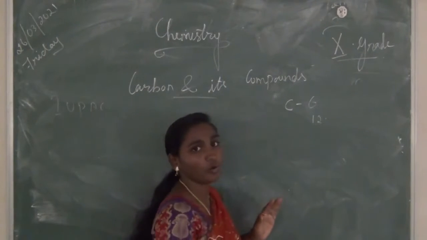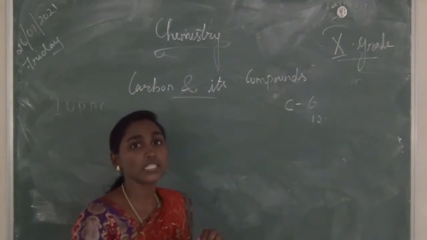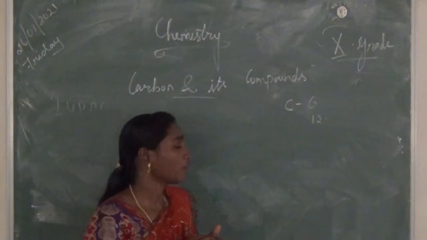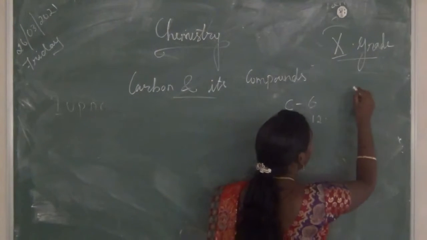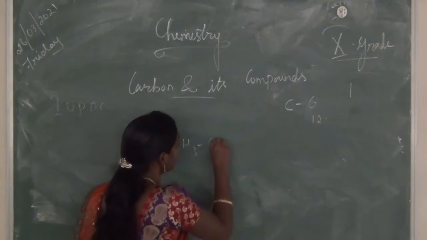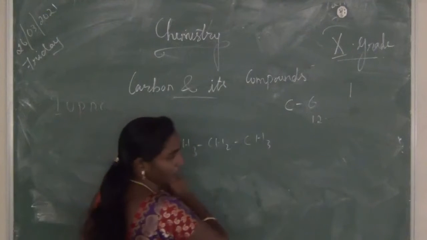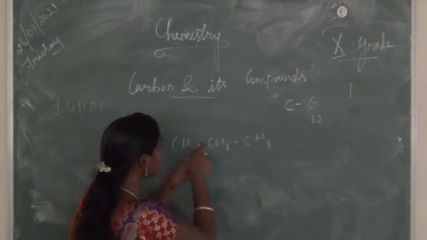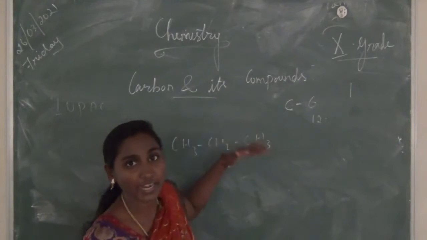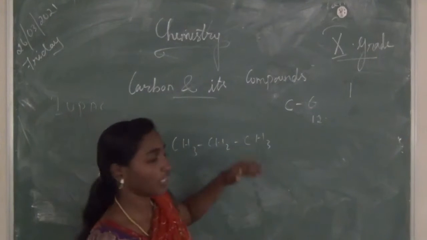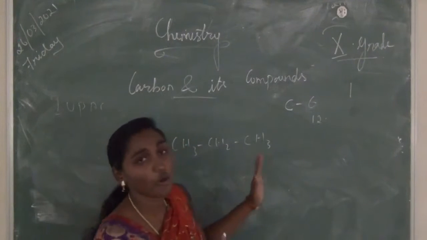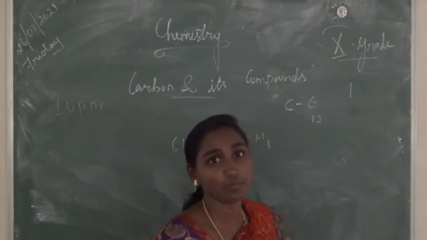If a compound is a hydrocarbon, as I already told you, it must contain carbon and hydrogen. For example, CH3, CH2, CH3. This is an organic compound, a hydrocarbon. You don't know the name, so you should find out the IUPAC name for this compound. That is what we are going to find out now. This is a very important basic thing.